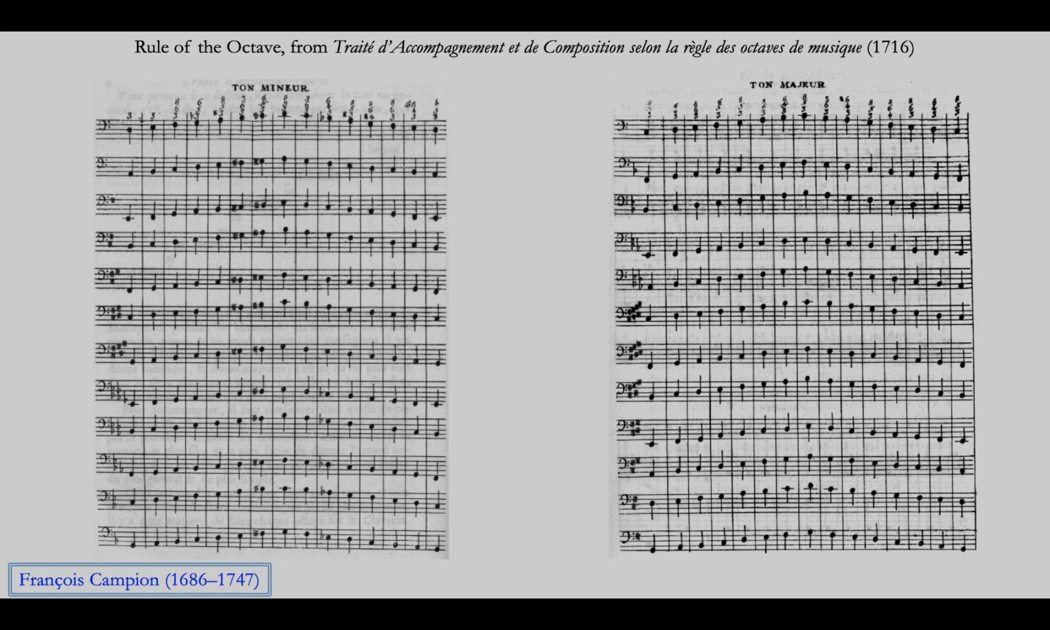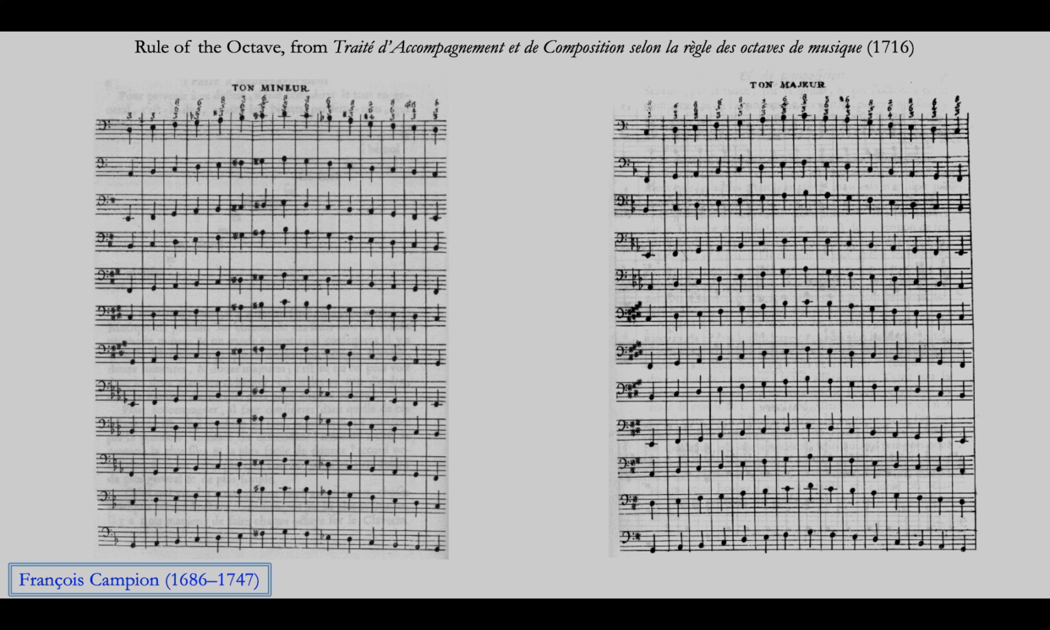What I've shown here, it's a little small to read, but what I've shown here is the first 2 pages of his treatise, and this is what he's really famous for. Even though it's small, I think you can see on the left it says minor keys, on the right major keys, and what he shows is a scale up and down in many different minor keys and many different major keys.